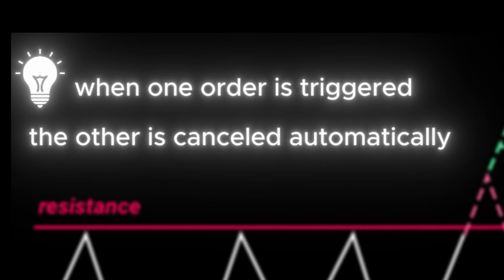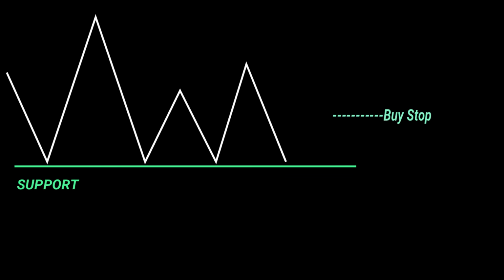This rule applies to both resistance and support. Support. Place a buy stop a little above the support. If the market does a stop hunt and then reverses back up, your order will catch the move. Place a sell stop a little below the support. If the breakout is real and the price continues lower, your order will get you into the move down. With this setup, you can trade in both directions safely and confidently without guessing which way the market will go.